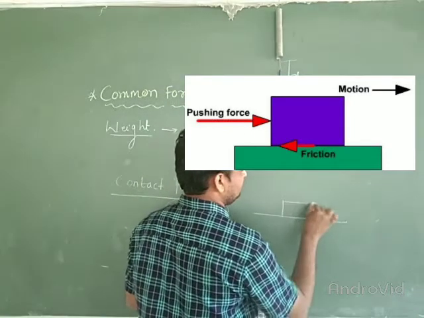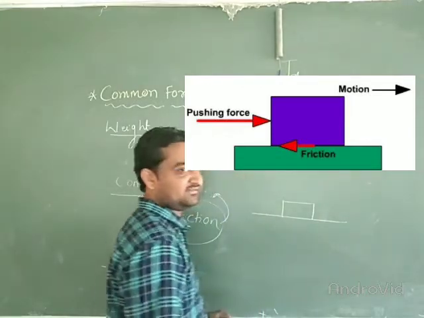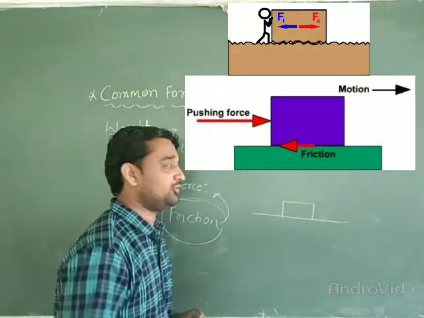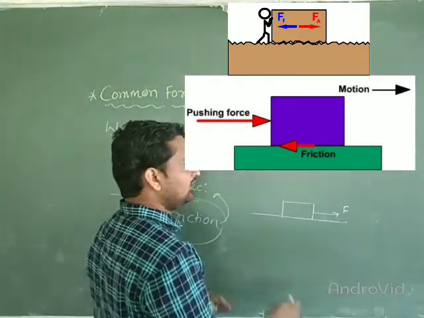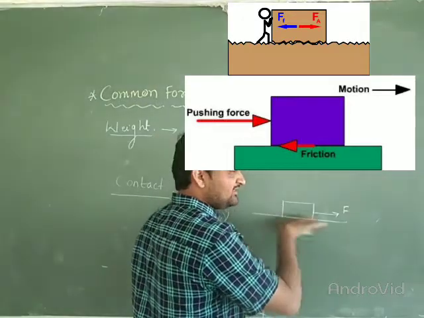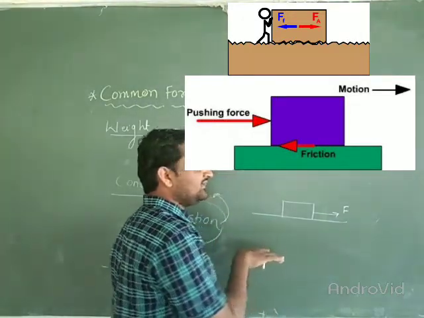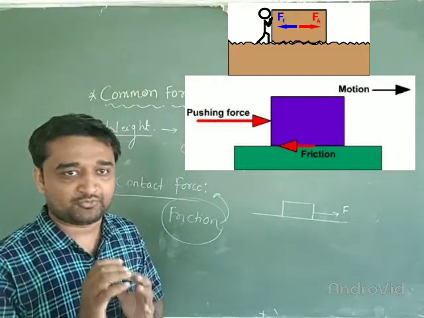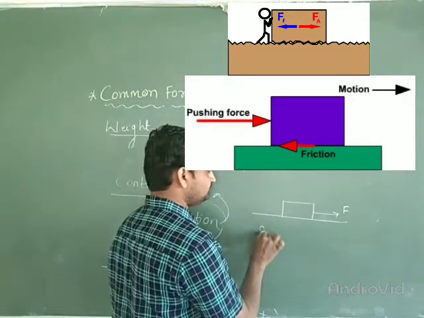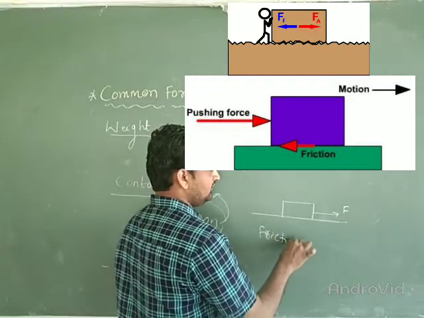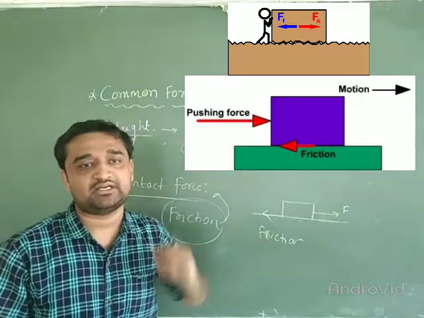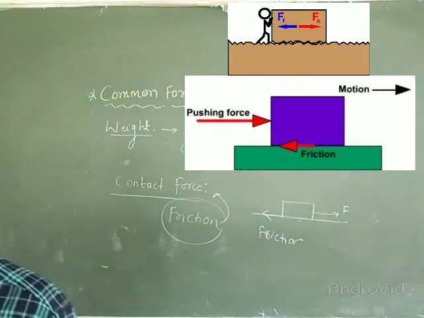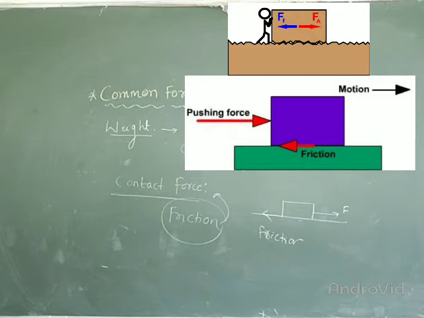Suppose there is an object, right. This object moves on a surface, right. For example, this is the applied force and the body is moving on this surface. That movement is opposed by some other force. That force is called what here? The friction. That friction is opposite to the direction of the applied force, right. It is defined as what? Which opposes the motion of one body on the surface of another body, right.